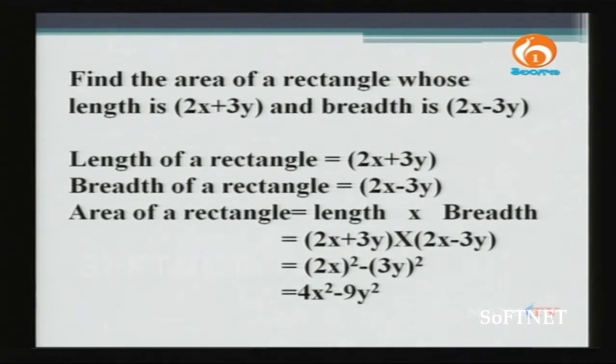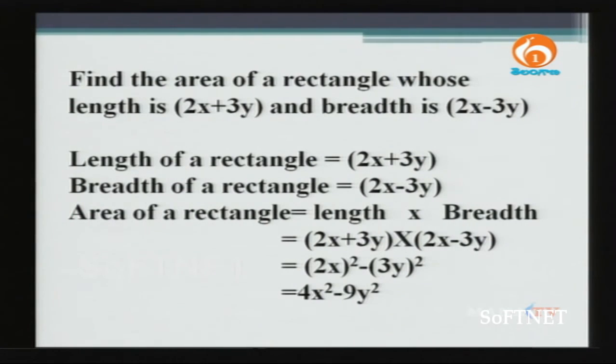Here 2x plus 3y, 2x minus 3y, they are in the form of (a plus b)(a minus b). Am I correct? Yes. So the children can confirm that in this question we can use this formula. Now, the length of a rectangle is 2x plus 3y. The breadth of a rectangle is 2x minus 3y, correct? Then what is the area of a rectangle?